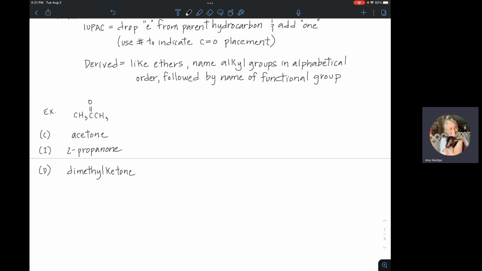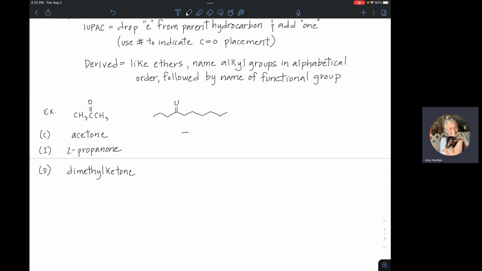I'm going to do one more. Something like that, where there isn't going to be any common name for this. We don't usually use common names for ketones. We use IUPAC or derived. The derived, again, is pretty reminiscent of nomenclature for ethers, where you name the alkyl groups in alphabetical order and you follow it up with just the name of the functional group. In this case, it would be a ketone.